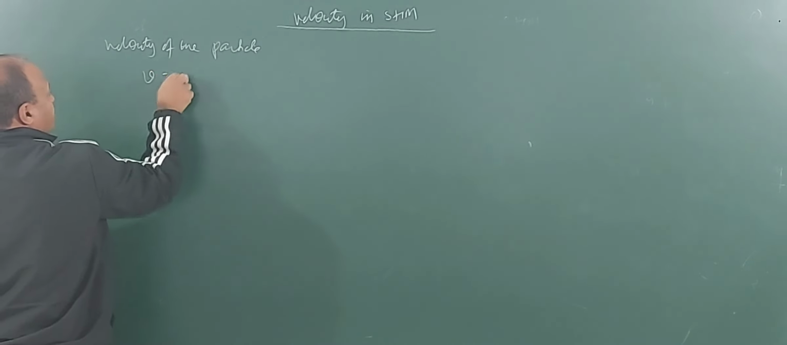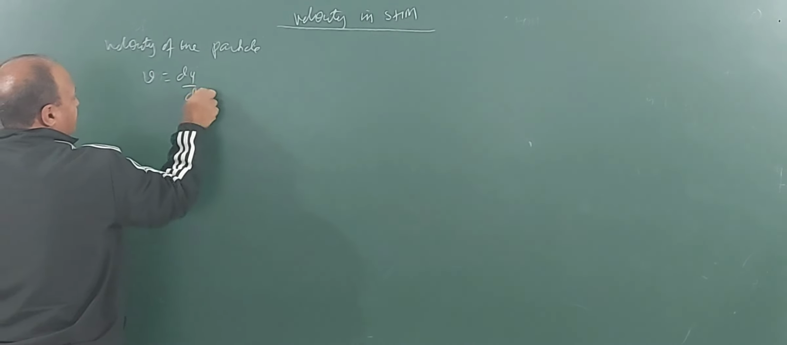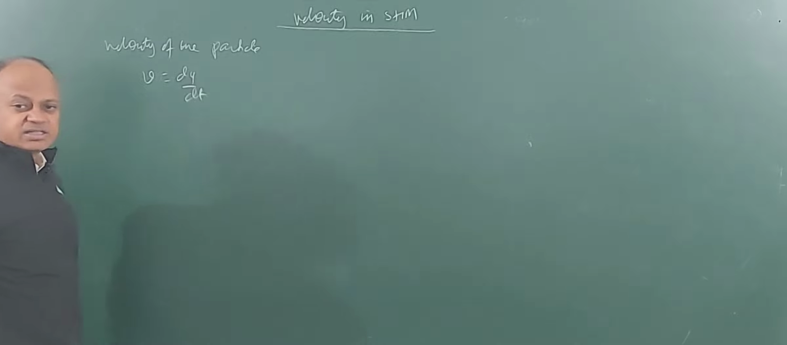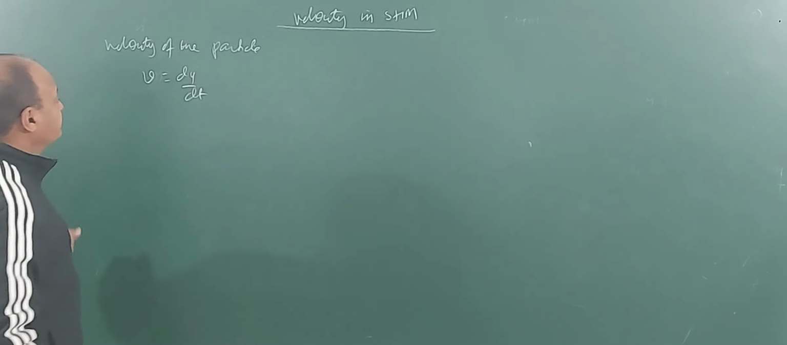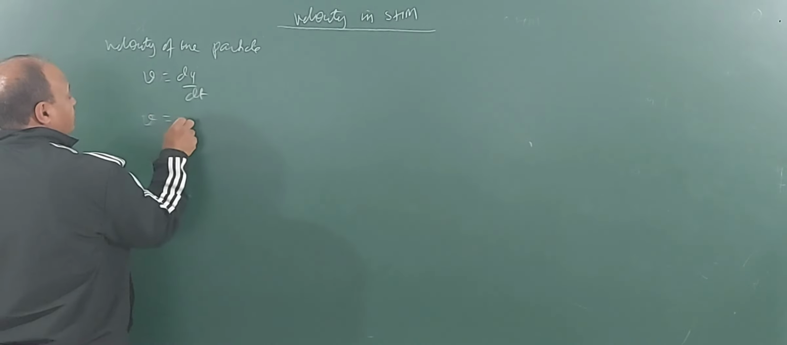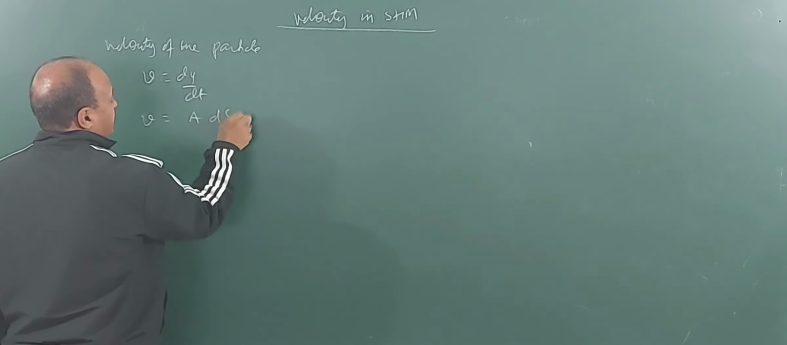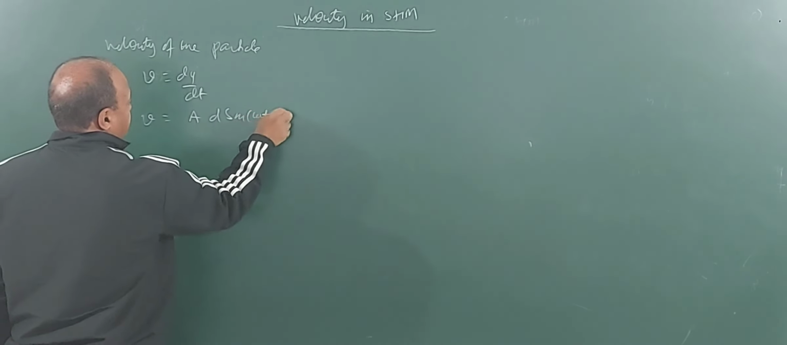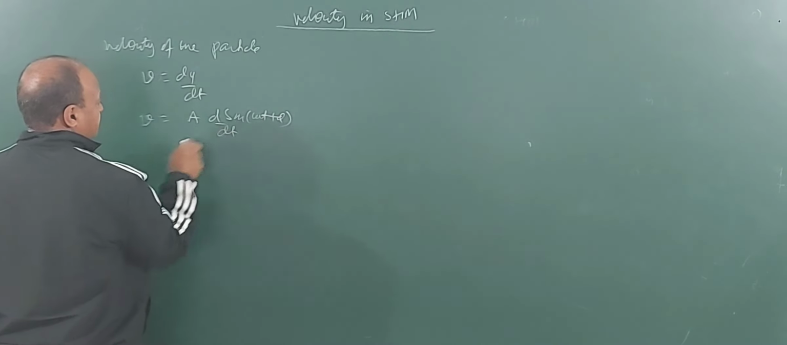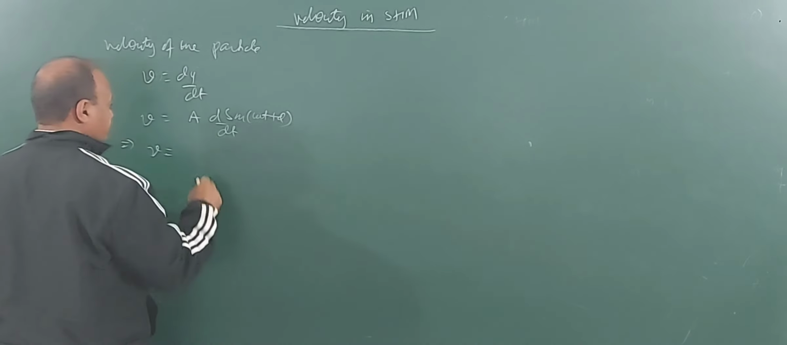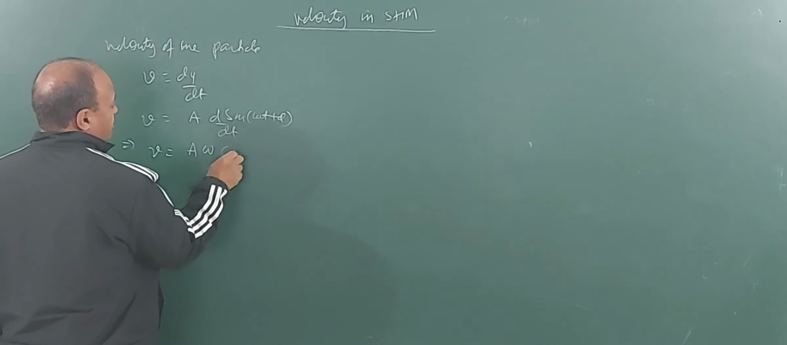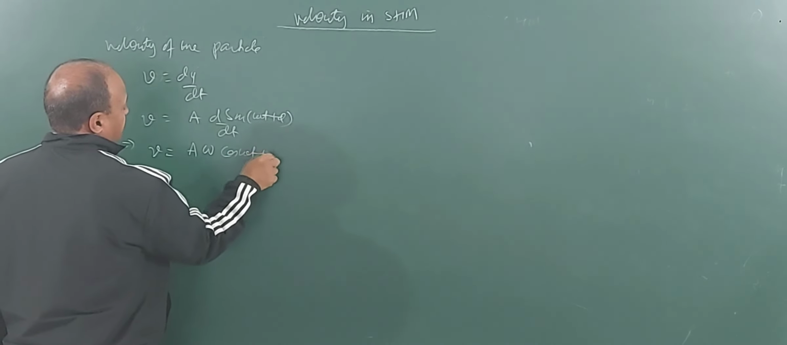So velocity of the particle v will be equal to dy/dt. This velocity will be along which axis? Y axis. Similarly, you can calculate velocity along x axis, vx, also. So v will be equal to the derivative of A sin(omega t plus phi) with respect to t. So v will be how much here? A omega cos(omega t plus phi).